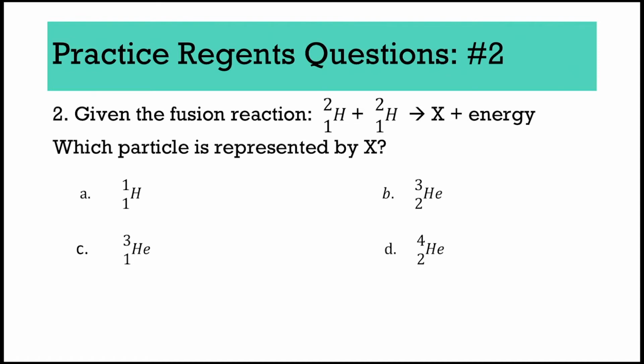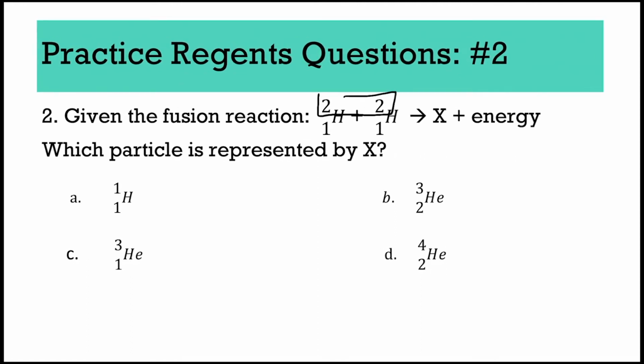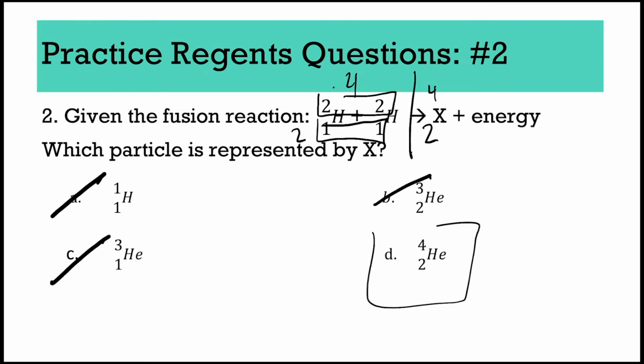Okay. Given the fusion reaction, look at the formula, plus energy, which particle is represented by X? So this is something we had talked about before. So remember, the top numbers, and this is something we did yesterday and the day before, the top number on the left side, 2 plus 2 equals 4. So that means the top number of X needs to be 4. And if you add up the bottom numbers on the left side, 1 plus 1 is 2. And so the bottom number of X has to be 2. So with that, we can get rid of A, C, B, and D.